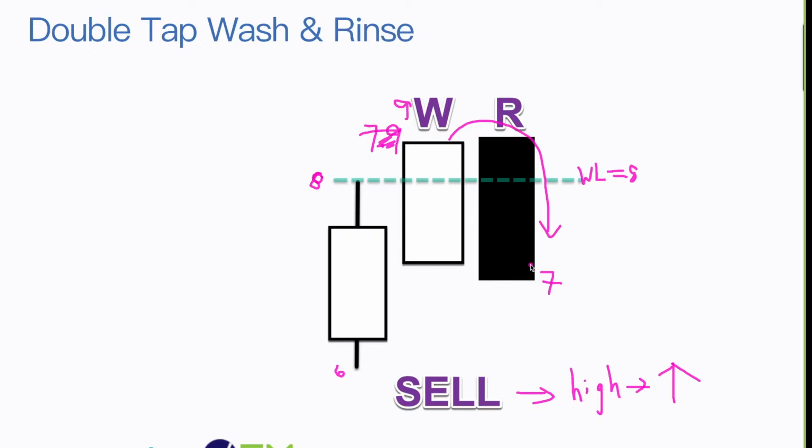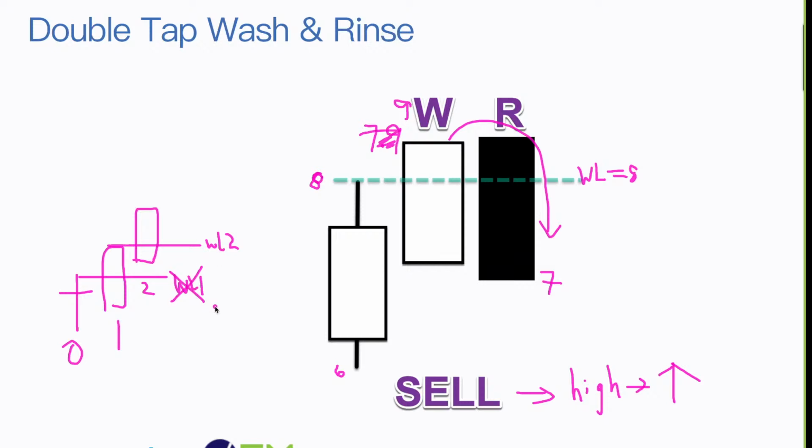So the question is, must the first two bars be consecutive? Yes, it must be consecutive. For example, if this is the first bar, I mark it as 0, and then this is the next bar, you're able to draw a wash line. So I mark it as 1. However, if the next bar, which is number 2, closes higher than the previous high, then I will draw another wash line. So I have wash line 1 here and wash line 2 here. It doesn't mean that wash line 1 is wrong. It's just that when wash line 2 happens, then wash line 1 is not relevant anymore.